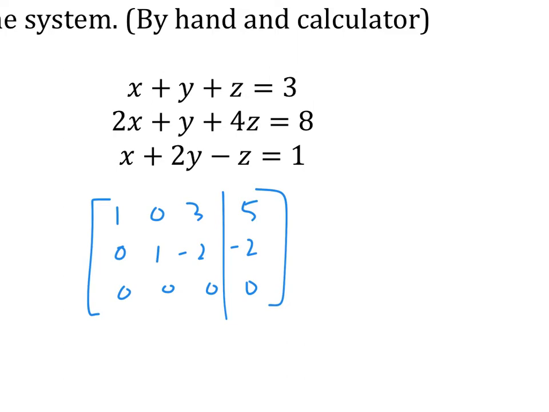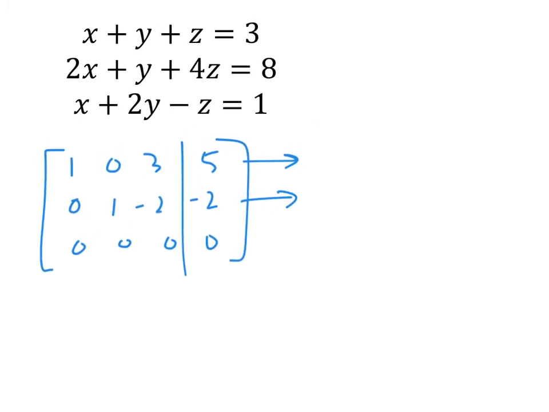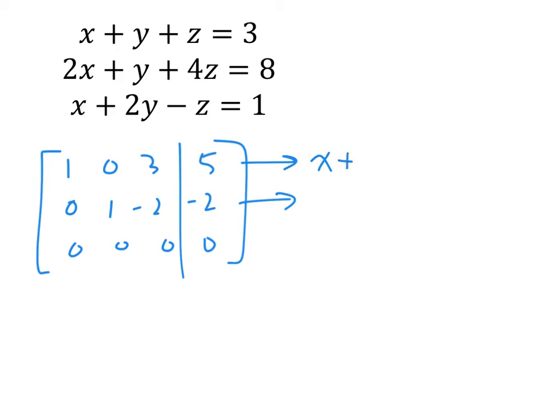However, if you solved it and then one of them goes away, that means you really only had 2 equations to begin with. So 2 equations cannot solve 3 variables, so this is infinitely many solutions. However, we can still write our answers in some form. So let's go ahead and write these 2 available equations back into their equation form. So this means x plus 3z equals 5, and then y minus 2z equals negative 2.